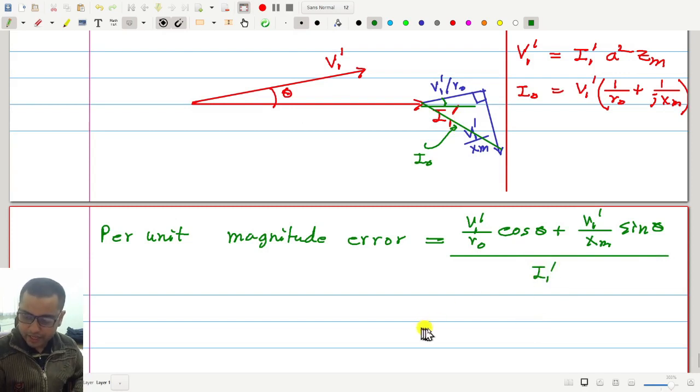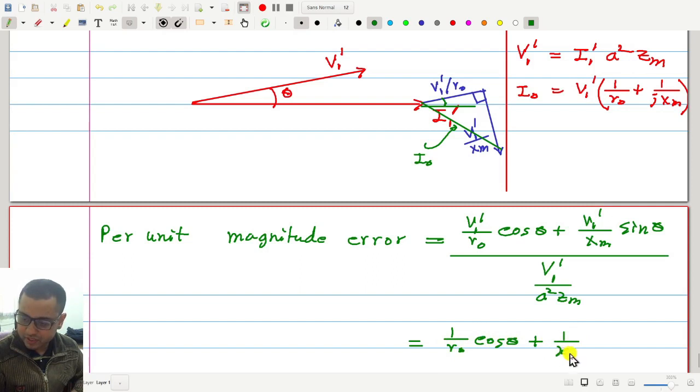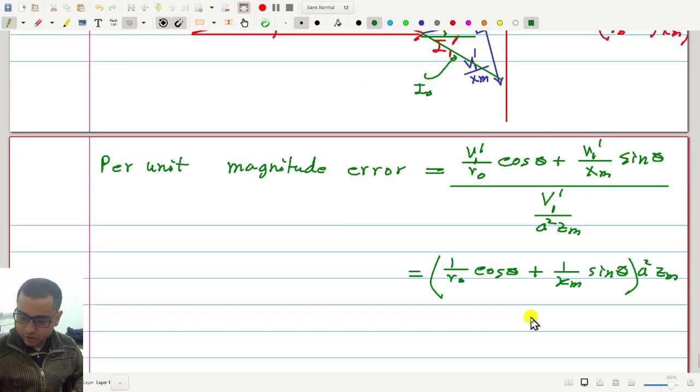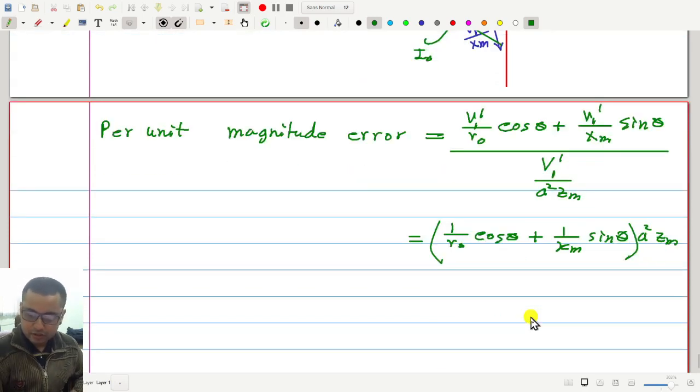Now I1 prime you can write as V1 prime by a square Zm. So let me write it directly here. V1 prime divided by a square Zm. So all this V1 will cancel. We will have 1 by R naught cosine theta plus 1 by Xm sine theta, this multiplied by a square Zm. Okay, so this is the per unit error in magnitude.